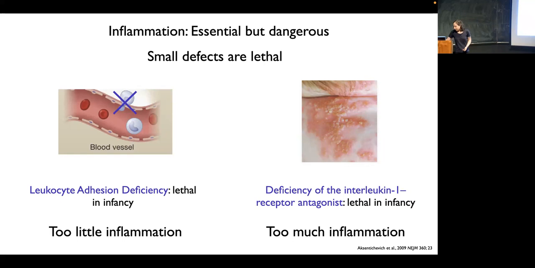So this shows us that this system is both essential and really finely balanced, and can, in the wrong circumstances, wreak havoc. But you might say, well, okay, but I'm sitting here before you because I am a human being with every single system intact, so maybe I don't need to worry about it.